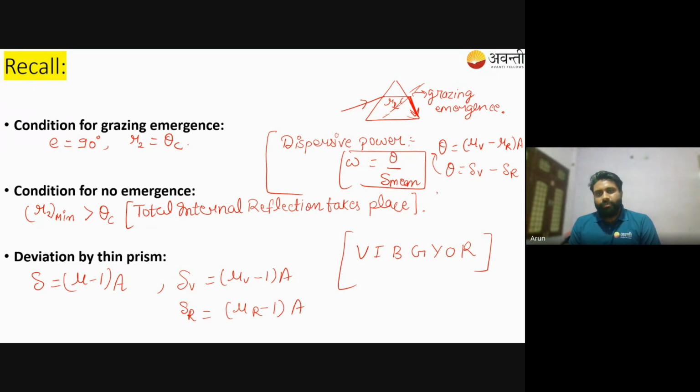And what is the value for del mean? Del mean is, what is the value for del mean? It is del of violet plus del of red divided by 2, which is approximated as del of yellow, del of mean. So mean deviation is approximated as the deviation of yellow color. Okay.